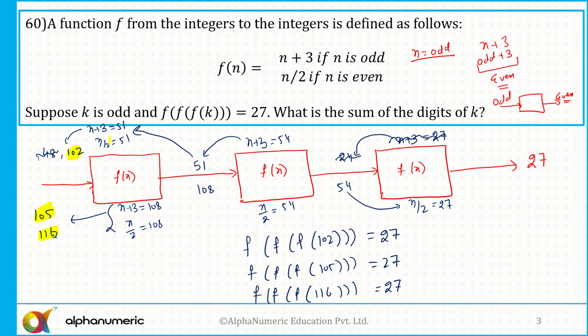But the question says that k is an odd number. So that is only 105, which means k is equal to 105. And we need to find the sum of digits of k. So what is the sum of digits of 105? That is 6. So this is your answer.